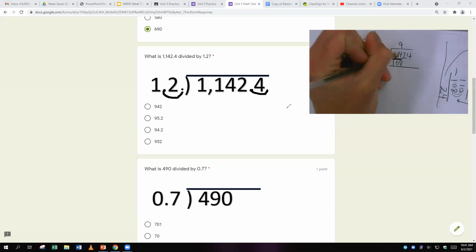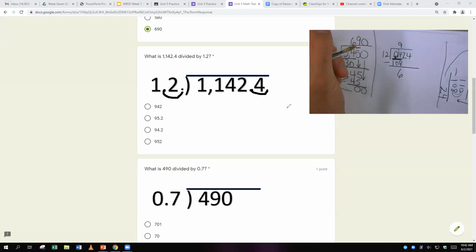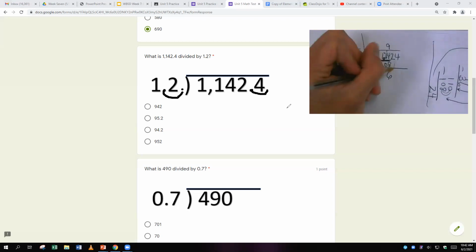So I'm going to borrow 6, right? 14 minus 8 is 6. 8, 9, 10, 11, 12, 13, 14, there's 6. And then nothing to be borrowed. So there's only 6 left over. Bring down the 2. How many 12s are in 62?